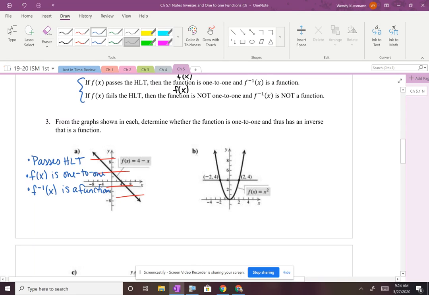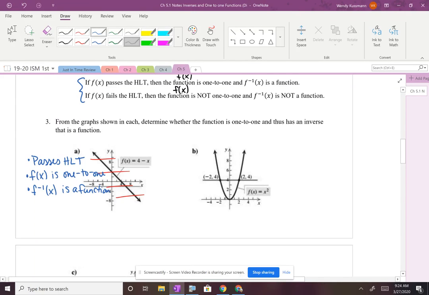We need to know these things so that we know when to find the inverse of the function. You only find the inverse of a function if the function is one-to-one, or the inverse is a function. We don't want to find it if it's not a function, for now.